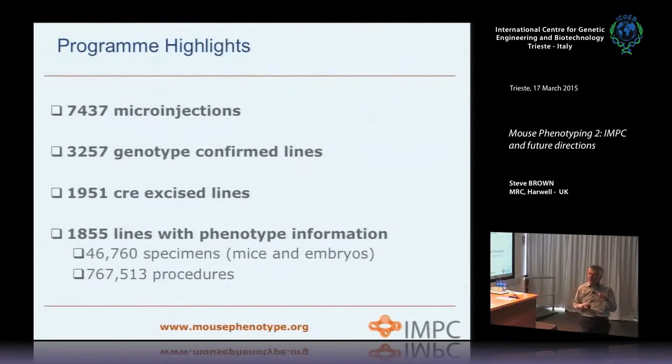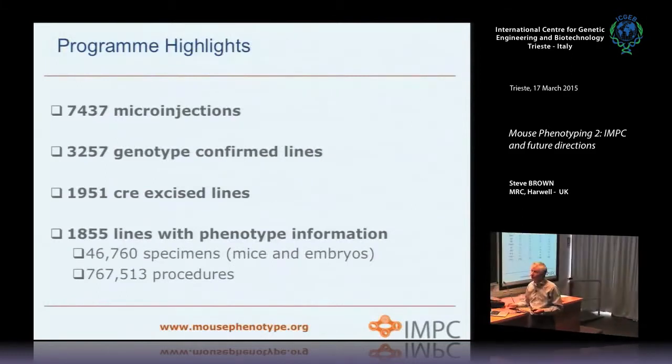Nearly 2,000 lines with phenotype information are now available on the IMPC portal. And just to give you an idea of the scale of the effort, this involves getting on for 50,000 specimens, mice and embryos, which have been analyzed, and 750,000 phenotyping procedures have been carried out to date. So there's a lot of data there.